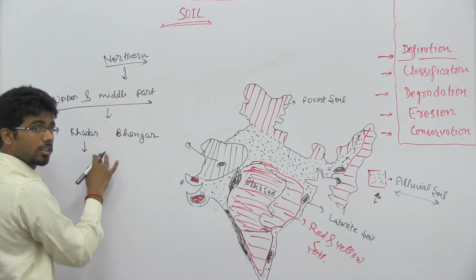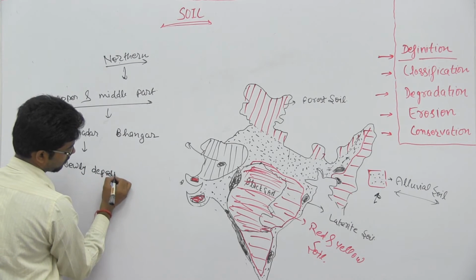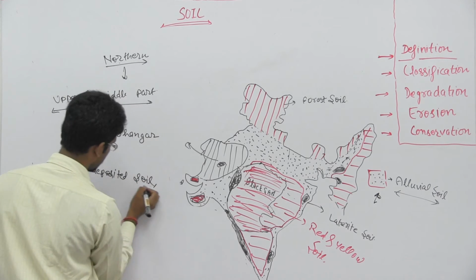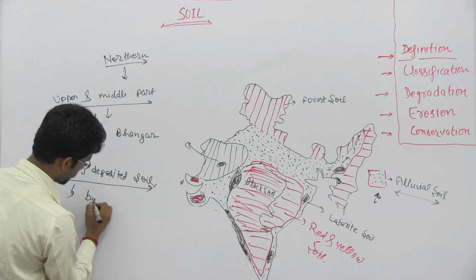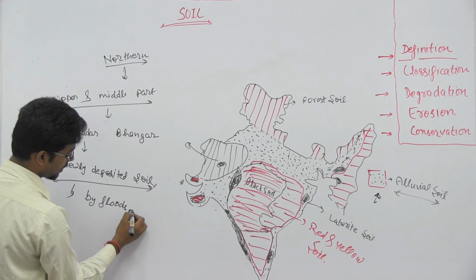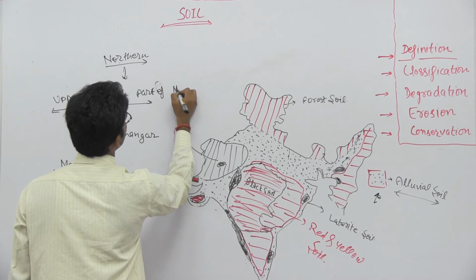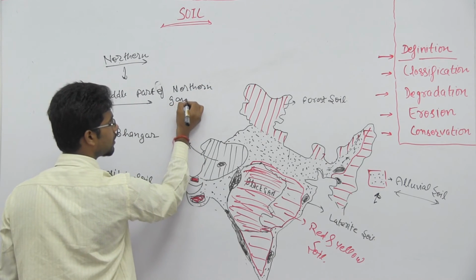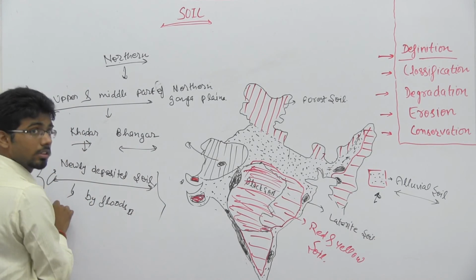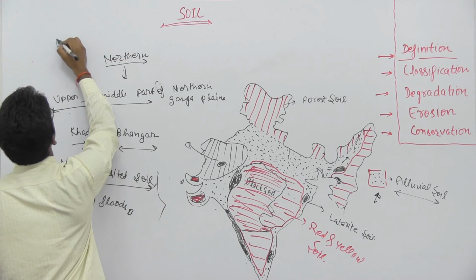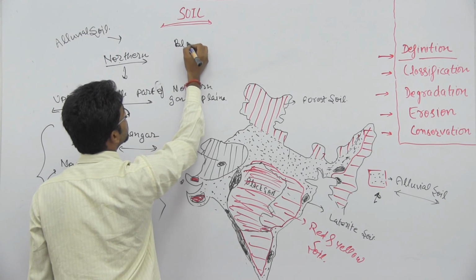So khadar is basically newly deposited soil, and it is brought every year by the flood. So by the floods through the rivers, it is changed every year. So the upper and middle part of the northern Ganga plains has basically two parts, khadar and bhangar. So this is all about the alluvial soils. Now we will move to the next soil, that is black soil.